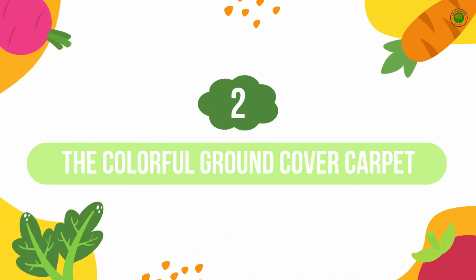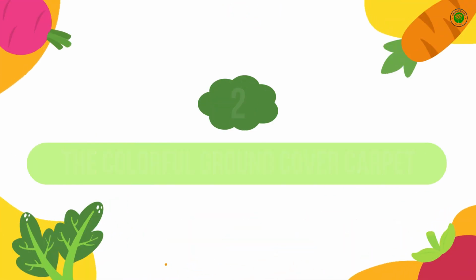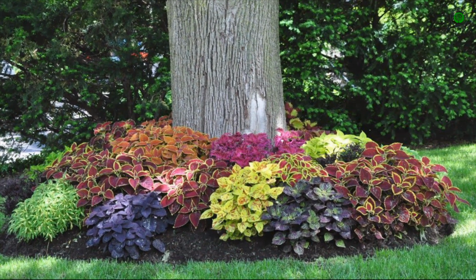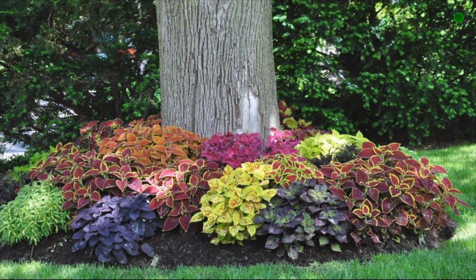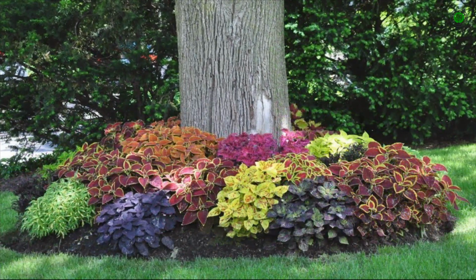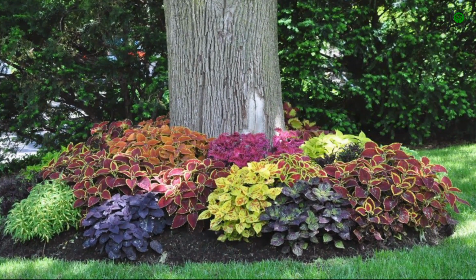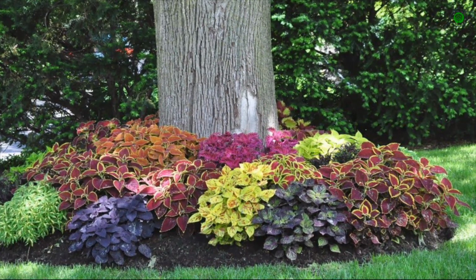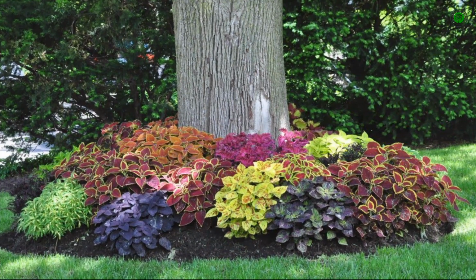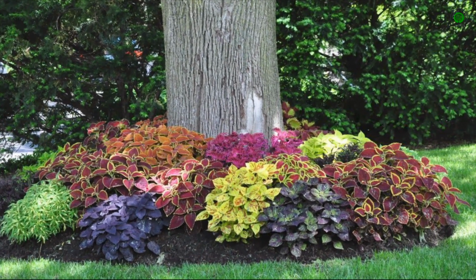2. The colorful ground cover carpet. Create a vibrant tapestry of low-growing, colorful ground covers like ajuga, creeping phlox, or even a mix of different colored hostas. This provides a uniform yet visually interesting base around the tree, suppressing weeds and adding a pop of color.